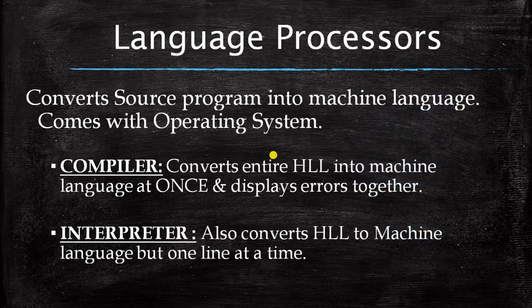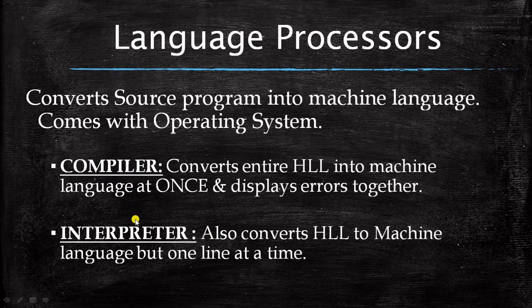Next we have language processors. As I told you in the previous slides also, a language processor helps to convert the high level language to low level language. But why are there two language processors? It comes with the operating system. First let me tell you how many language processors we have: compiler and interpreter.